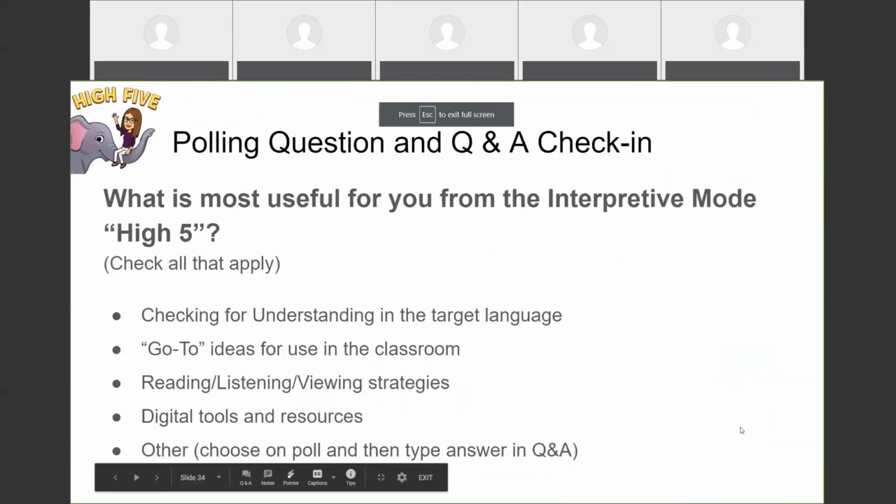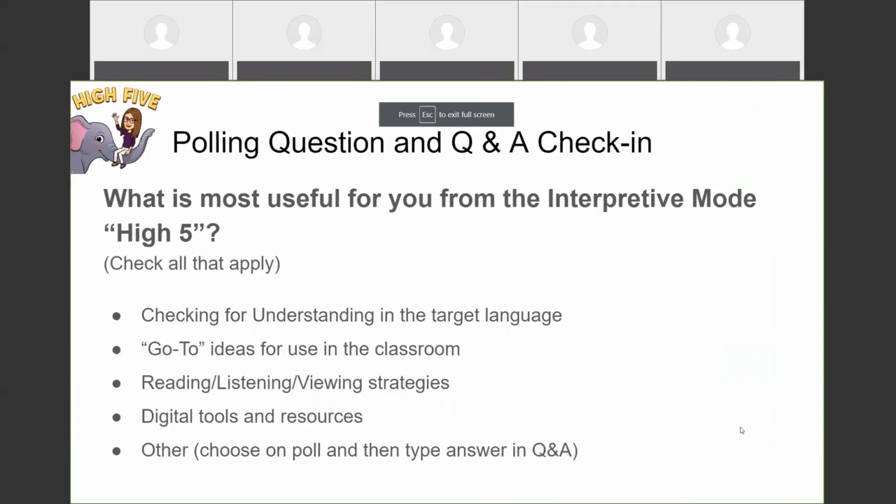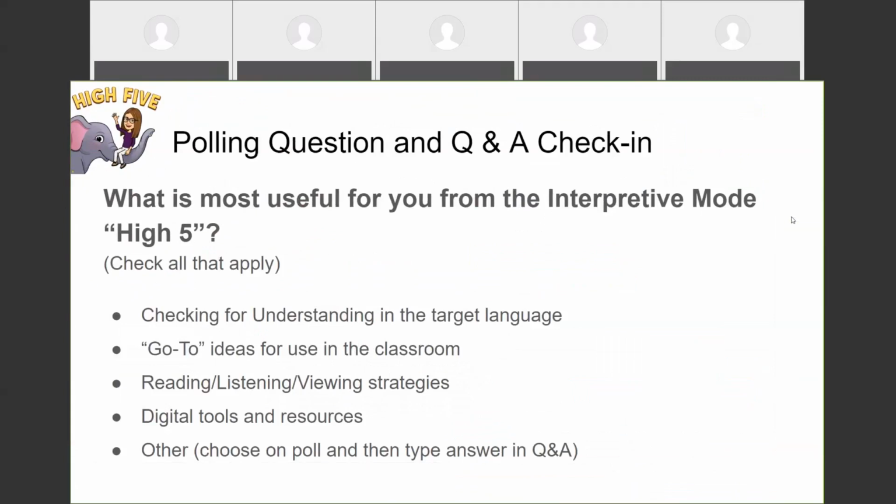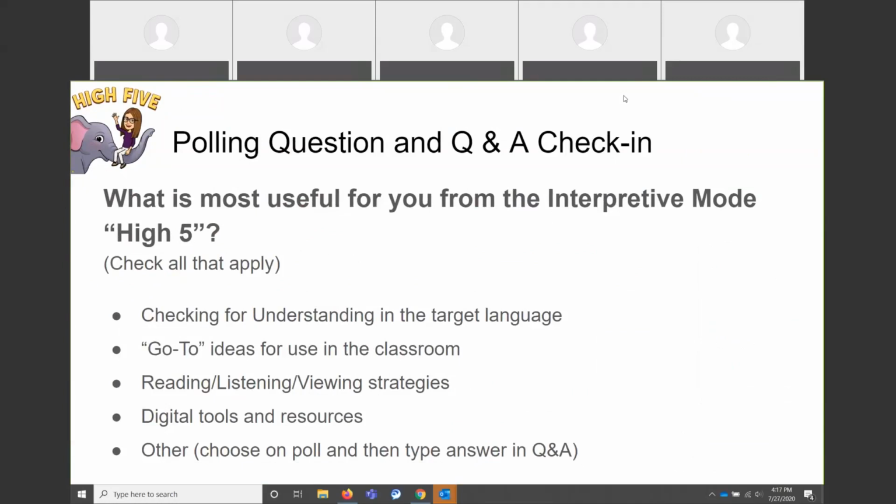All right, that brings us to the interpretive mode high five. And again, we ask you what's most useful for you from this section based on what you saw. Is it the checking for understanding the target language, the go-to ideas, the reading, listening, and viewing strategies, or the digital tools and resources that you saw? Give me just a moment to set up our poll, and we'll be good to go.